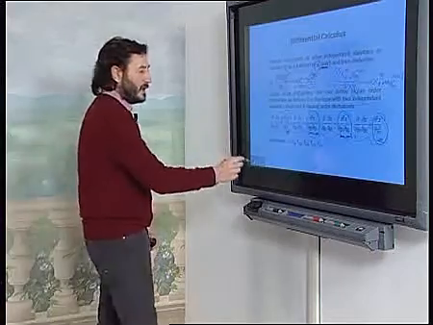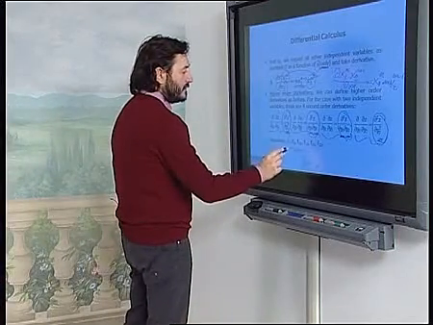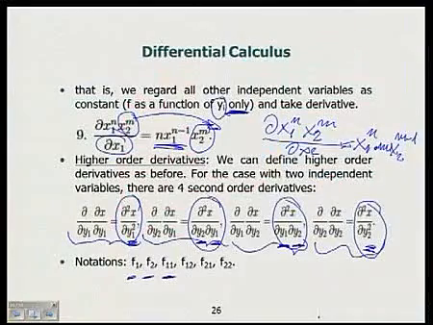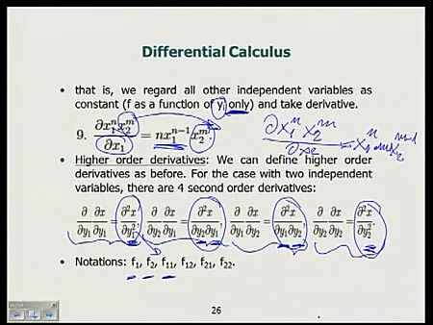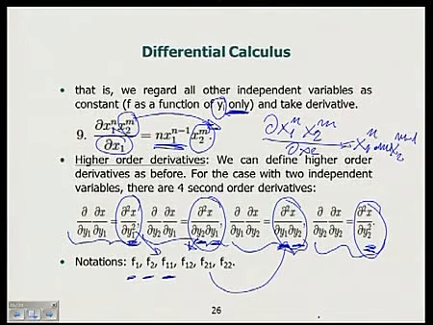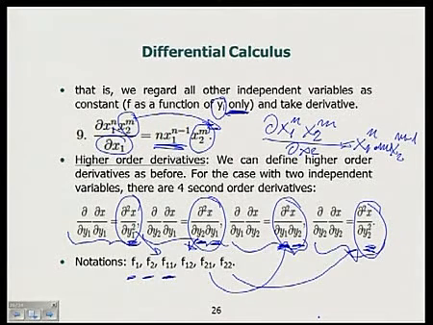The notations are f1, f2, f11, this one, f12, this one, f21, this one, f22, this one. And these are very easy notations.